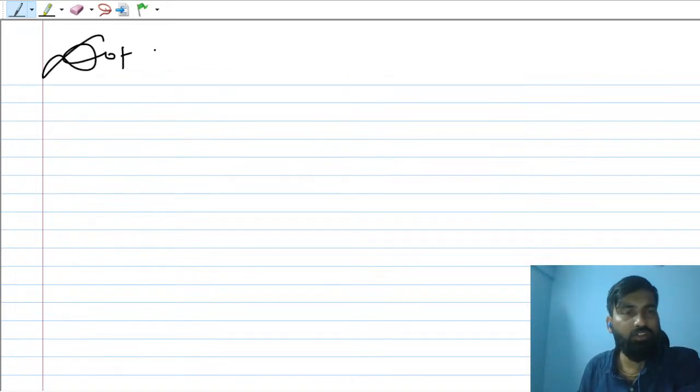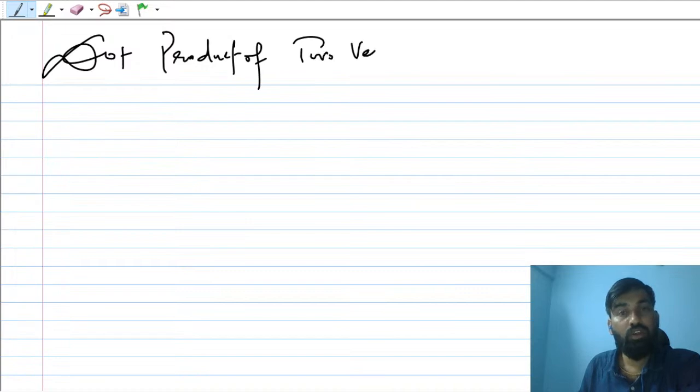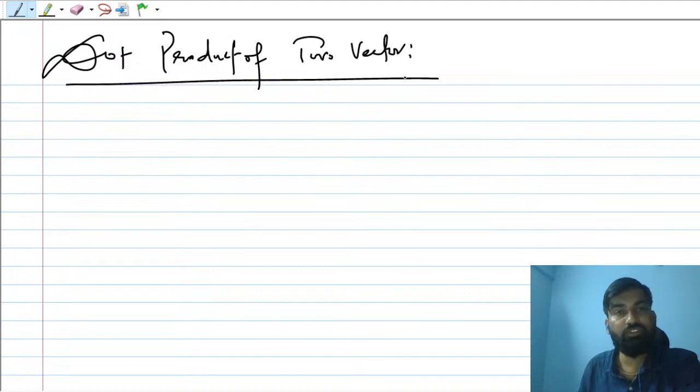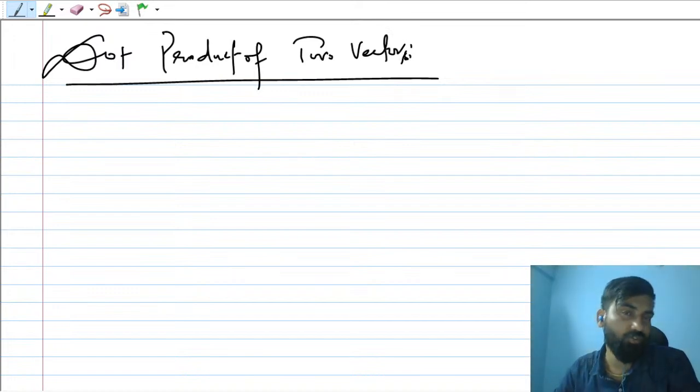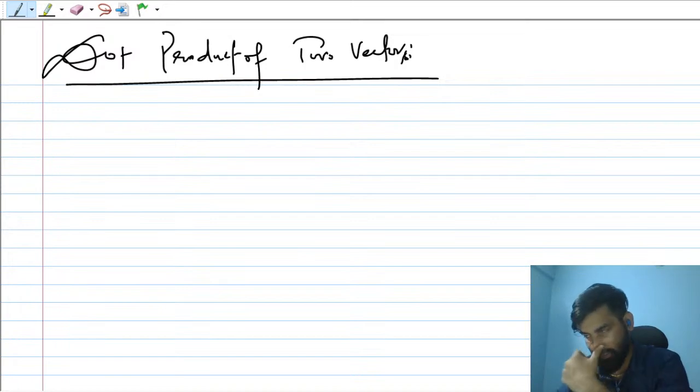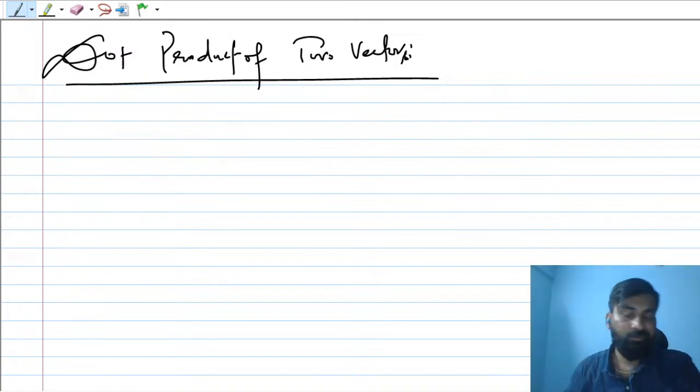Now we'll understand the concept of the dot product of two vectors. Okay. Because after understanding the dot product of two vectors, we will be able to understand the orthogonality of the two vectors. How can you say that two vectors are orthogonal to each other, right? That you have to understand. Okay. So the dot product of two vectors, that you have to keep in mind.